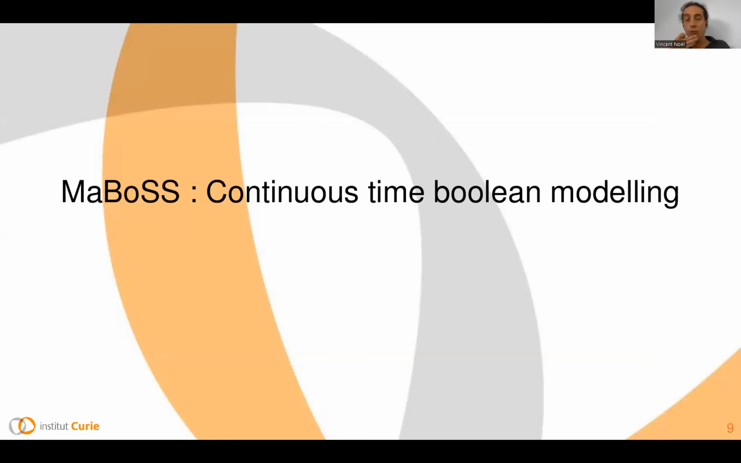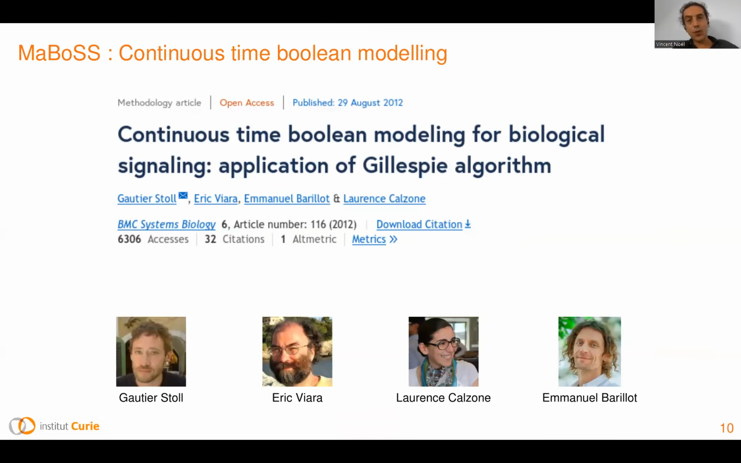So now I'm going to present to you MaBoSS, which is a small modification of a classic Boolean formalism, so that it adds a notion of continuous time to Boolean modeling. I explained to you before that in pure Boolean modeling we don't have a notion of continuous time. We just have a sequence of events. Now with MaBoSS, we can add continuous time. MaBoSS was originally developed by Laurence Calzone and mainly Gautier Stoll.